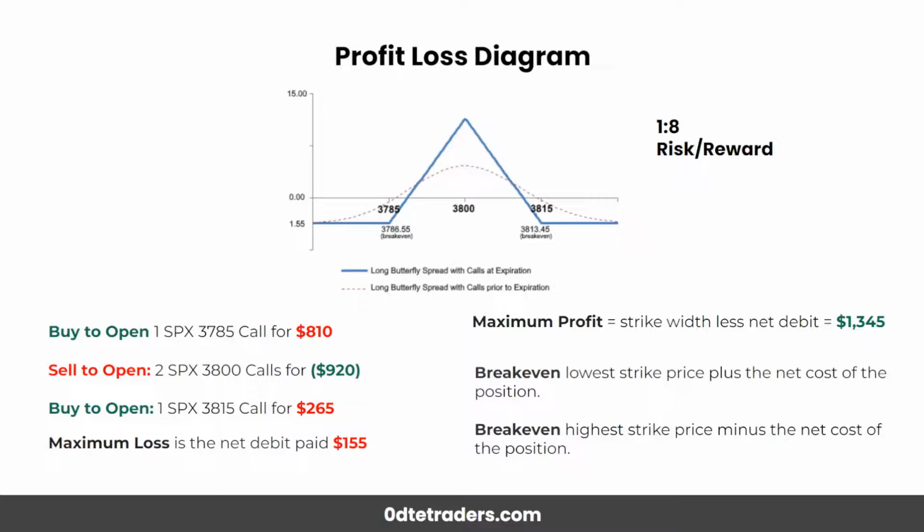To determine the max profit potential, take the strike width less the net debit. In this example, our maximum profit potential is $1,345. To recap, this is a very low risk, high reward trade where we are risking $155 for the potential to make $1,345, giving this trade a 1 to 8 risk reward ratio.